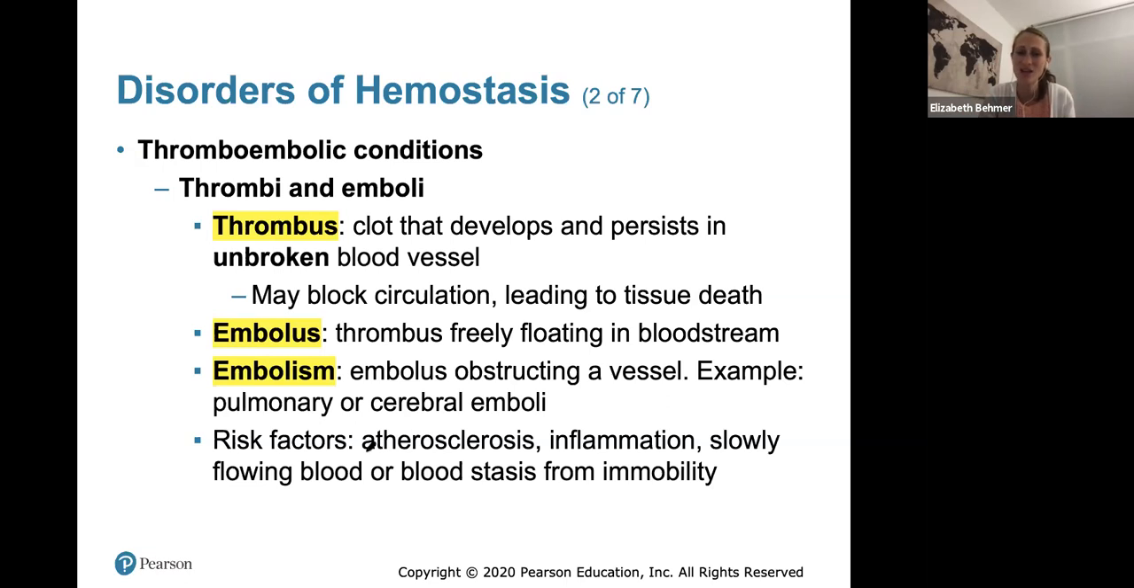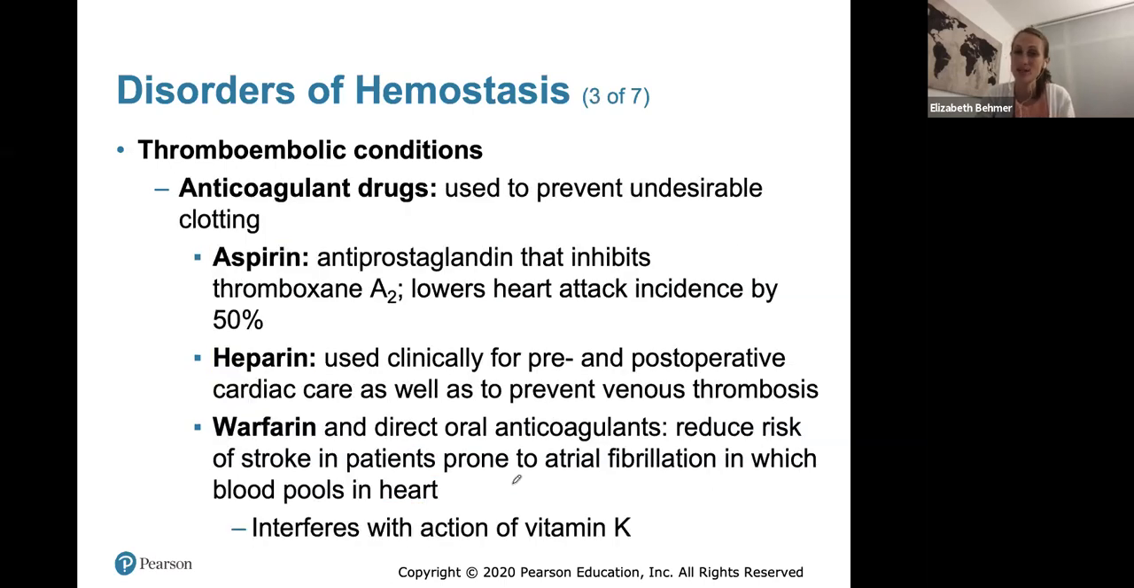And again, things that can cause this: atherosclerosis, a buildup of plaque in your blood vessels, inflammation, slowly flowing blood. So anytime you might have high blood pressure, eventually the blood can become sluggish from a clot, or blood stasis from immobility. So again, look at your own lifestyle. Exercise and diet are very important.